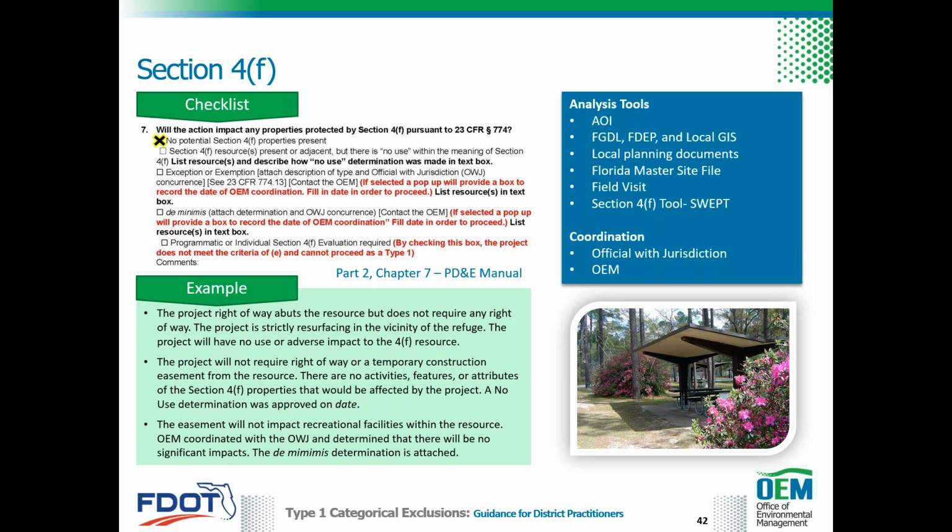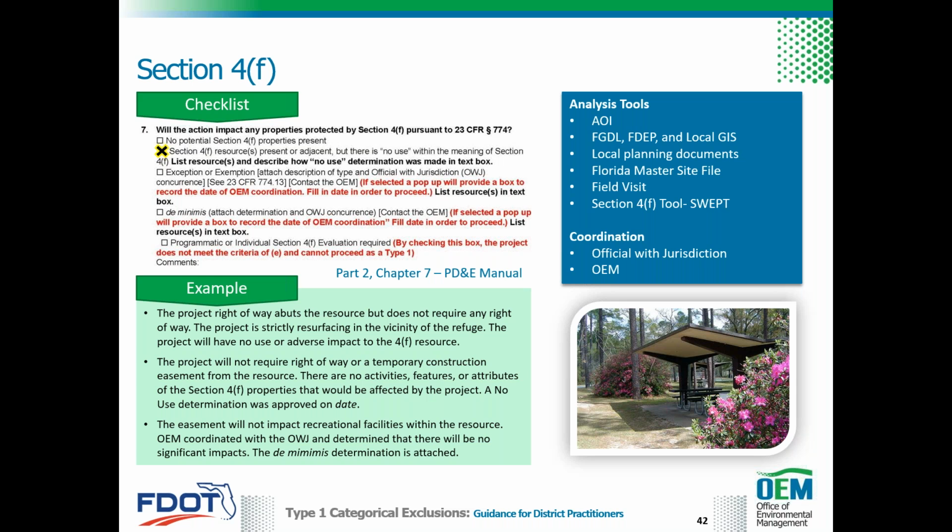If there are no Section 4F properties present, you're going to check the first box. If there are resources but there's no use within the meaning of Section 4F, you must document the basis for this determination in the comments box, or via the no use determination form using the Section 4F tool that's in SWEPT. Now, the basis for that document should document that there will be no acquisition of 4F property, permanent or temporary, no meaningful proximity impacts, no impacts to access or usage, and no temporary occupation.